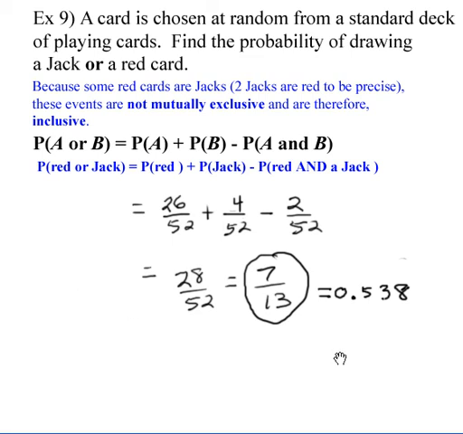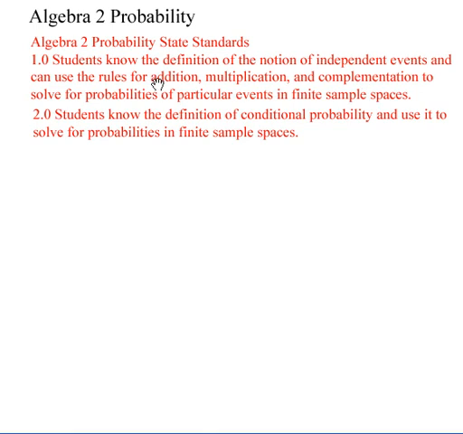All right, so just to quickly summarize, we have officially finished State Standard 1 and 2. We've talked about independent events, dependent events, which is also known as conditional probability. We've talked about the multiplication rule, the addition rule, and we've talked about complementation.